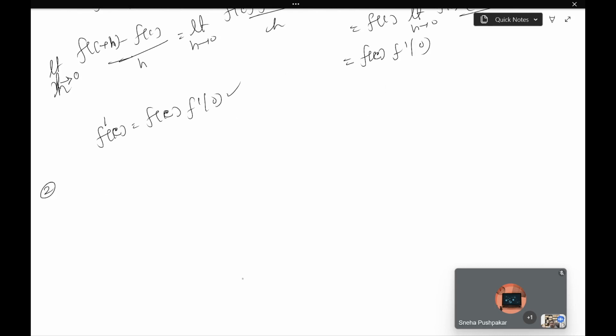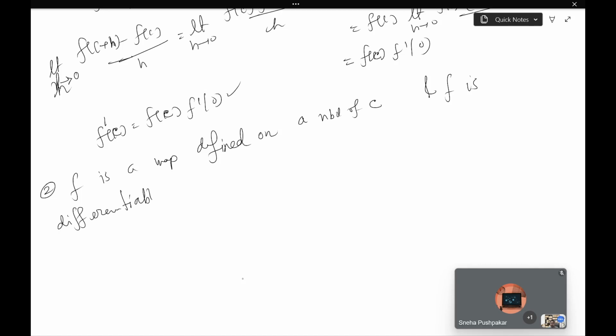So we'll come to problem number 2. Suppose f is a function defined on a neighborhood of c. f is differentiable for every c belongs to R, and f dash c is equal to f dash 0 into f of c.